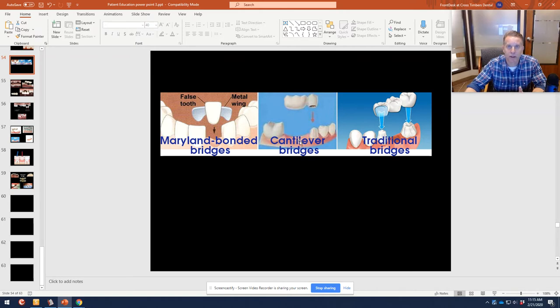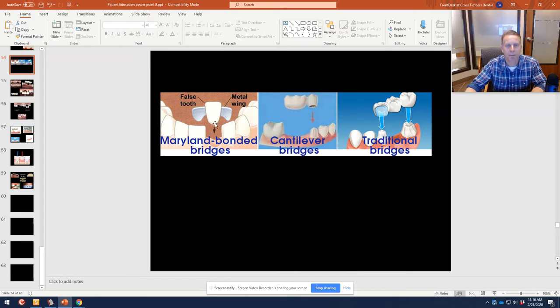There's another type of bridge called a cantilever. A cantilever is where you still have a pontic, but there's only going to be one tooth, or maybe a couple of teeth, but there is no connection on the other side. It just has basically a wing. The pontic is a wing hanging off the side of the bridge.